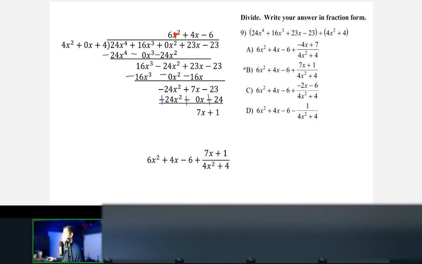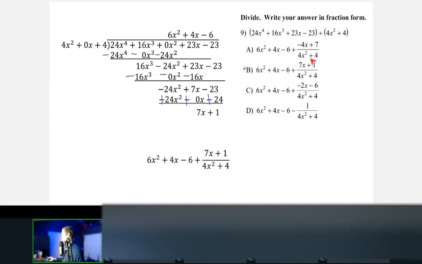Looking at these choices, as you go through this problem, we have 6x squared here. Well, A, B, C, and D all have 6x squared, so that doesn't help us. Our next term, 4x, they all have 4x also, so that doesn't help us either. Our next term, negative 6. So we got negative 6, negative 6, negative 6. So look, the answers are all the same until your remainder. So choosing the correct answer really comes down to our remainder, and if we got the remainder correct.